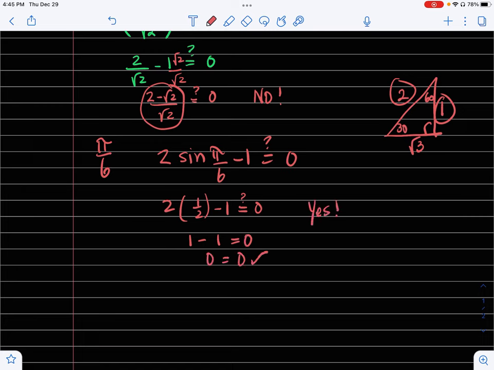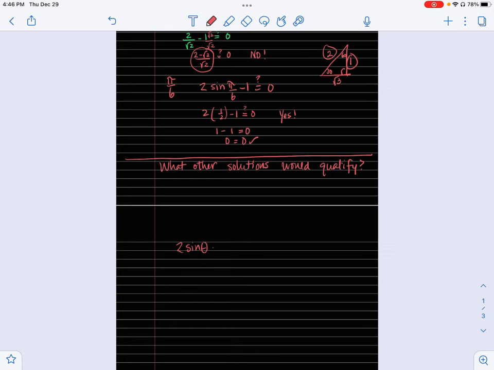All right, let me now think about this for the same question. What other solutions would qualify? We tested that one is and one isn't, but are there any more possible solutions to this equation? Let me write the equation again. I'm going to go ahead and solve this equation. I'm going to add 1 to both sides. I'm going to divide both sides by 2.